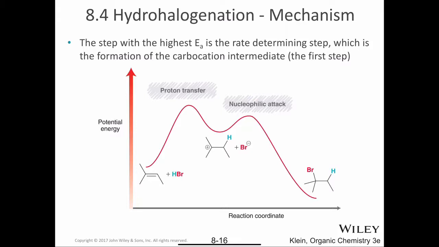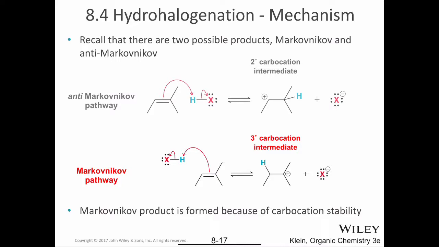So the step with the highest activation energy is the rate determining step. And the rate determining step is the formation of the carbocation intermediate. So the proton transfer, this is the rate determining step. And then the nucleophilic attack, the potential energy of its transition state is lower than that of the proton transfer to produce the carbocation. So recall that there are two possible products, the Markovnikov and the anti-Markovnikov product.